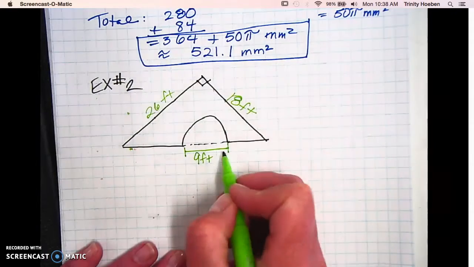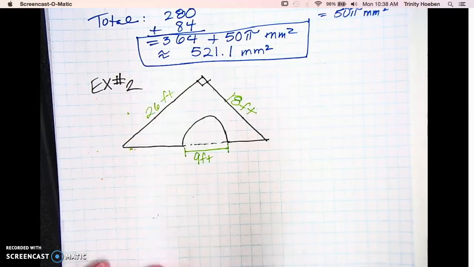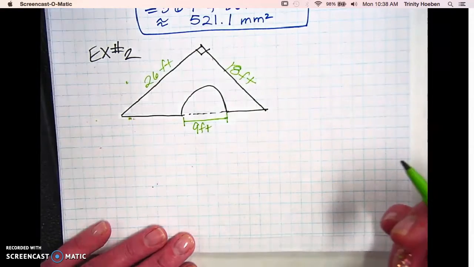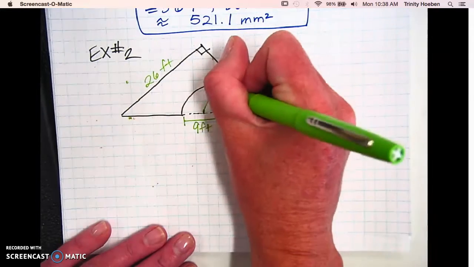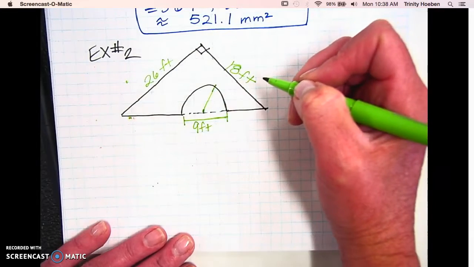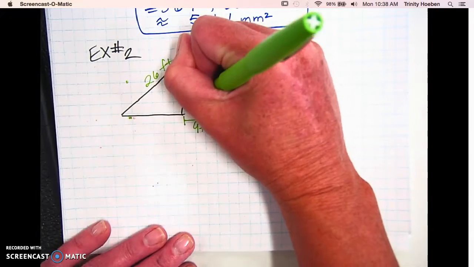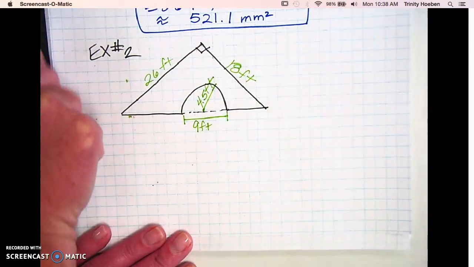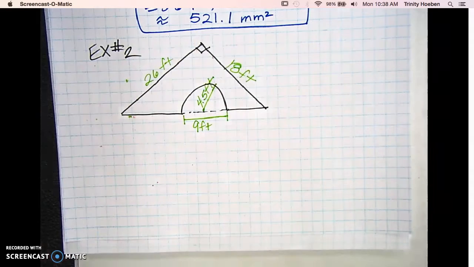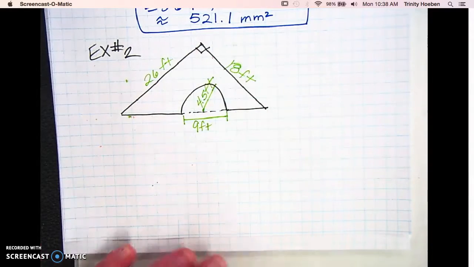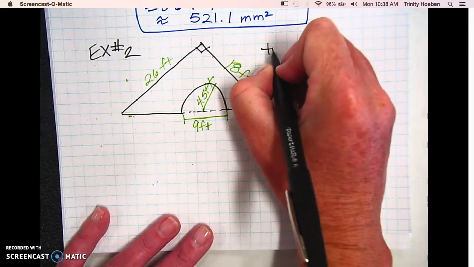Now, if the diameter is 9 feet, we know we're going to need what for the formula? Radius, right? So the radius is going to be how long? Half of this. What's half of 9? 4.5. We'll call it 4.5 feet. Okay? So on this one, instead of adding like we did in example number 1, we're going to subtract that semicircle out because it's like it's cut out. Okay? So let's start with the triangle.